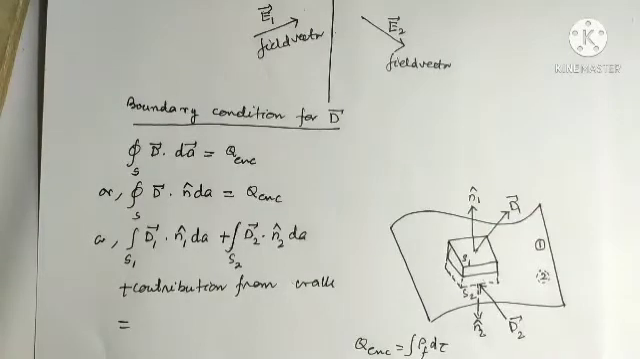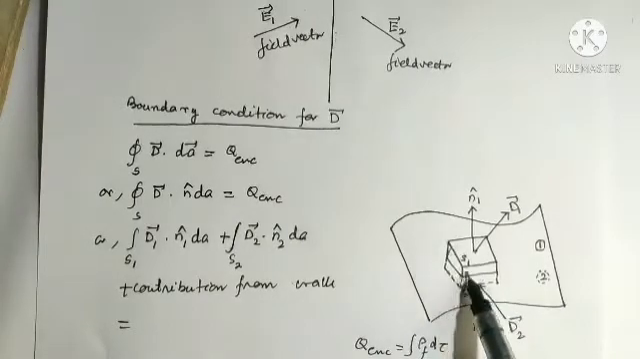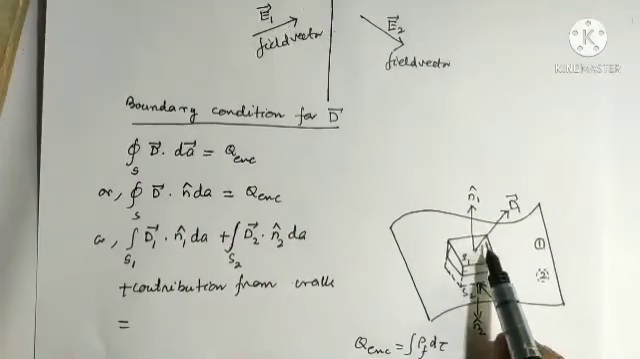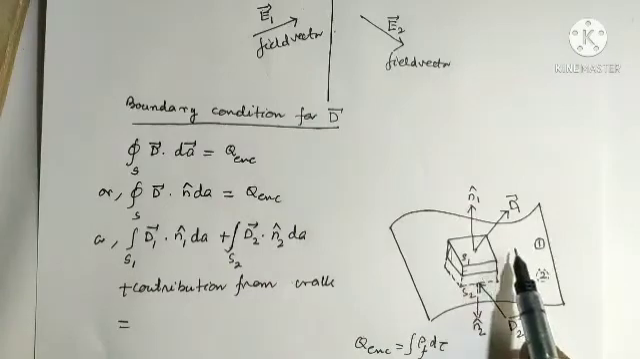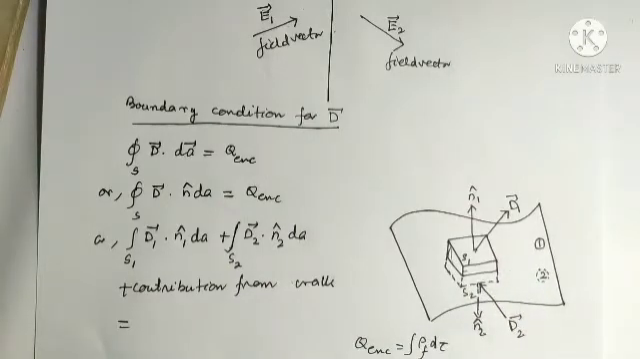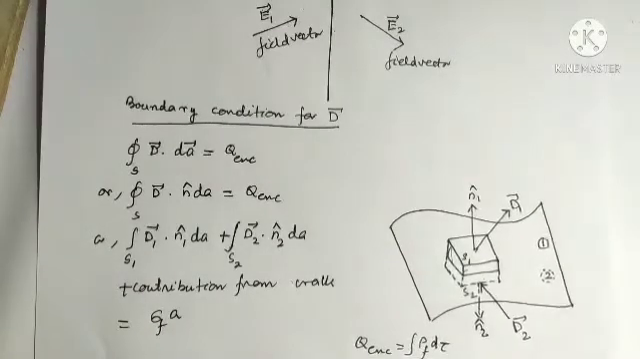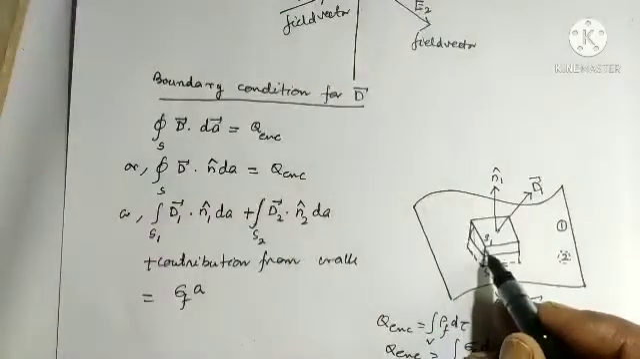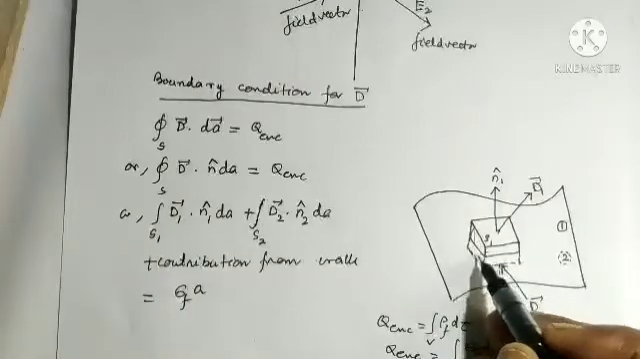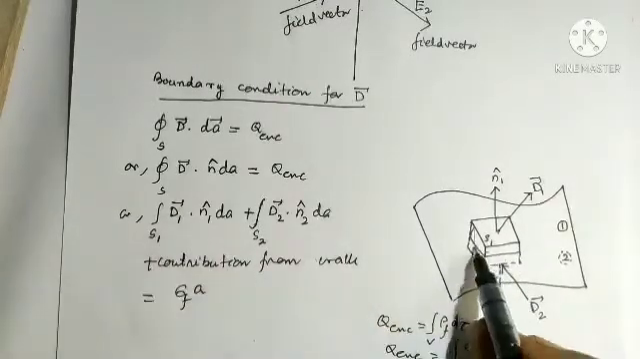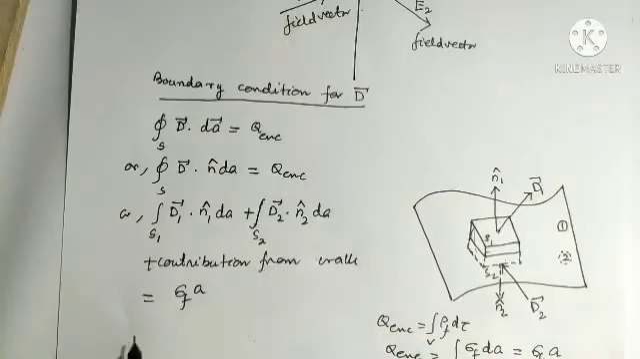So this becomes sigma f A, where A is the area cut by this Gaussian pillbox on this boundary. The area of the top surface is A, the area of the bottom surface is A, and where it cuts the boundary, the surface area is A. So that surface encloses the charge sigma f into A. In the limit when the thickness of this wafer tends to 0, the contribution from the wall, the surface integral of D over the wall, becomes 0.